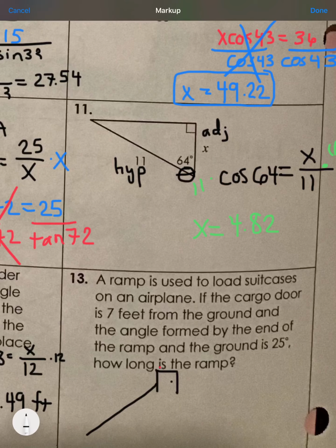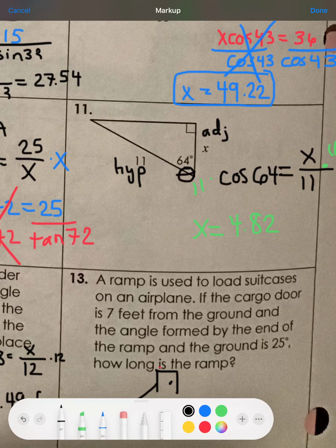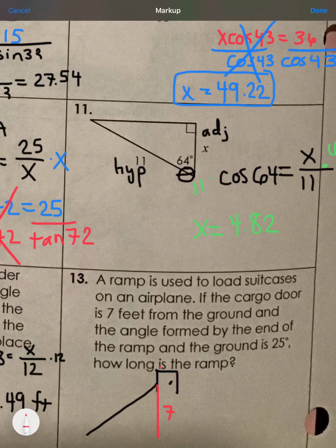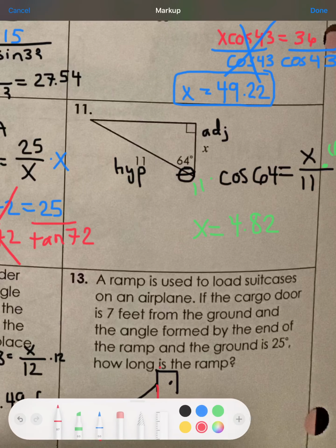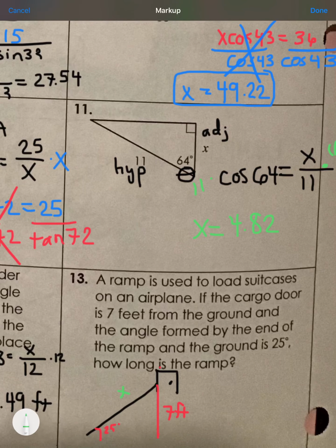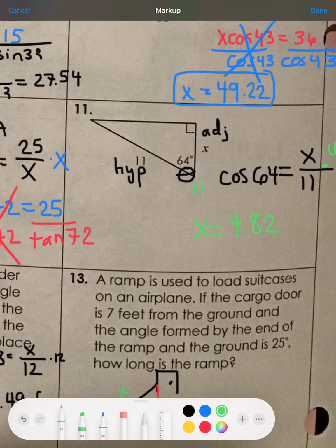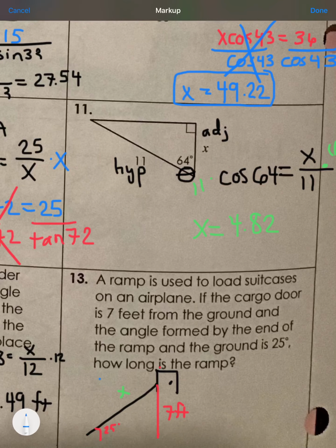And in this case, we have a ramp. So a ramp is used to load suitcases on an airplane. So we have the cargo door. The door to the plane is 7 feet from the ground. And the angle formed by the end of the ramp and the ground is 25 degrees. So here would be the end of the ramp and the ground is 25. How long is the ramp?